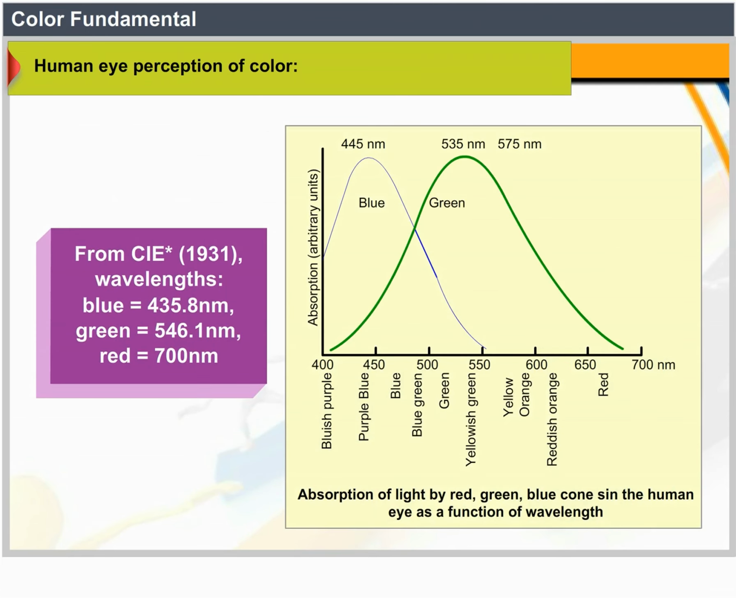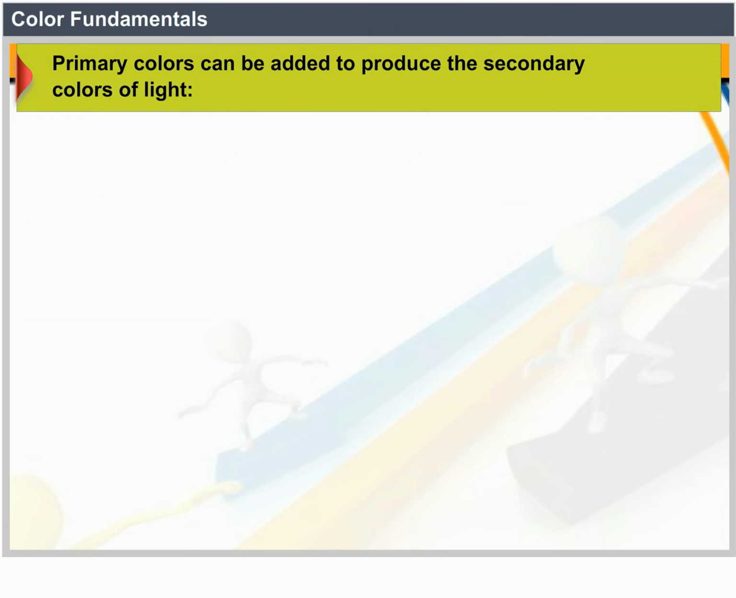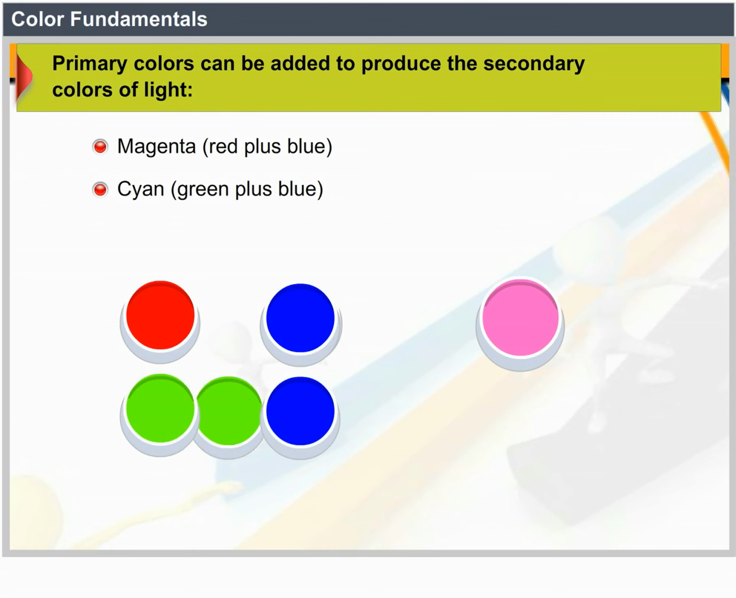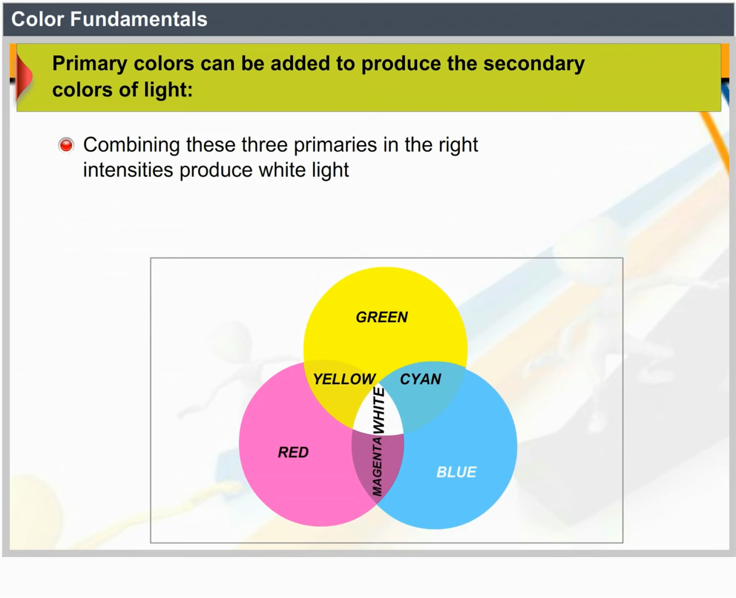From CIE 1931, wavelengths blue 435.8 nm, green 546.1 nm, and red 700 nm. The figure shows the absorption of light by red, green, blue cones in the human eye as a function of wavelength. Primary colors can be added to produce the secondary colors of light: magenta, cyan, yellow. Mixing the three primaries in the right intensities produces white light.